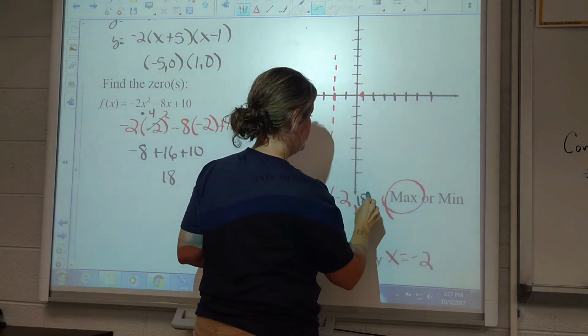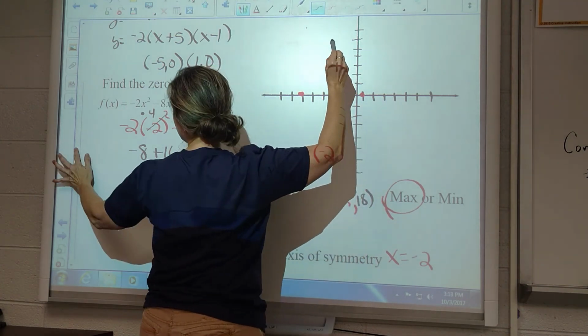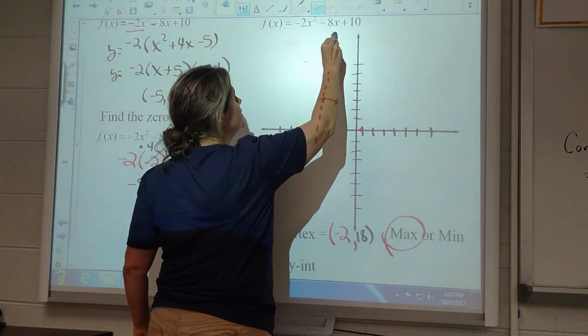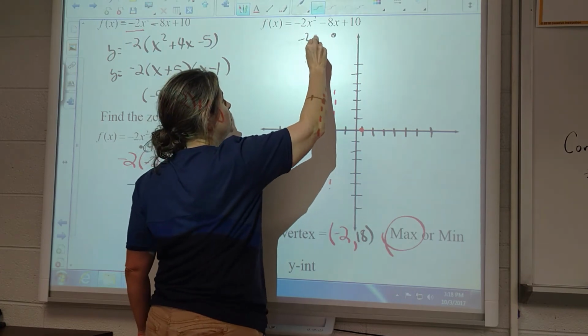Which means it's going to be off of our graph. But that's okay, it's just going to be up above slightly. And we'll label that negative 2, 18.